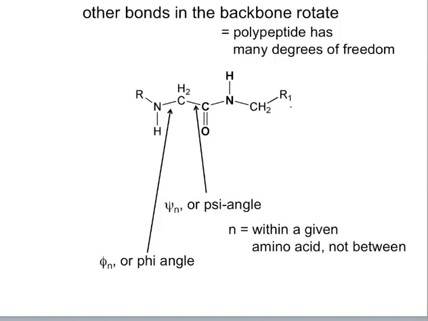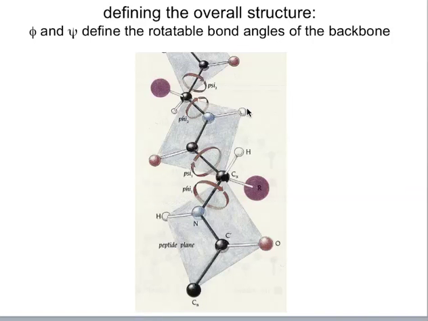The other important thing to note is that phi and psi refer to the angles within a given amino acid, not between. So we see phi of n, and this here would be phi of n plus 1, for example. Here's another cartoon, and again reminding you that here's the planar peptide bond, but phi and psi define the rotatable bonds of the backbone, their structures.